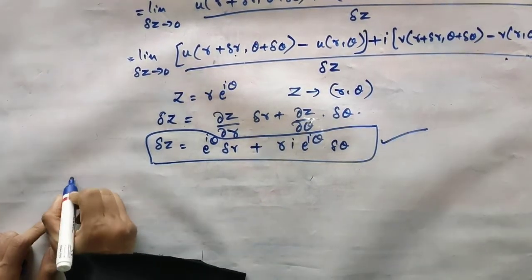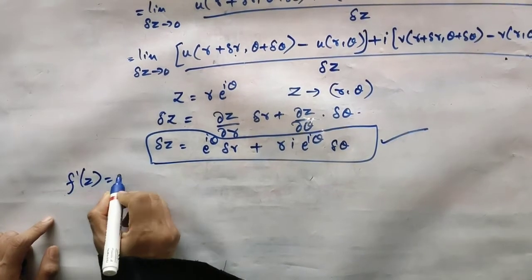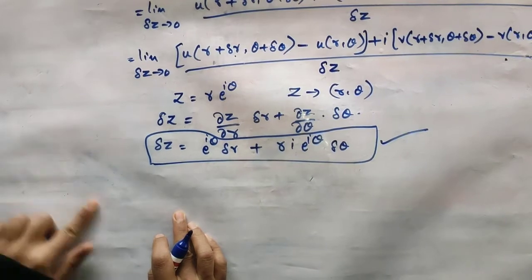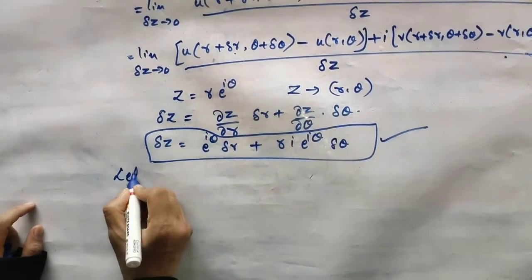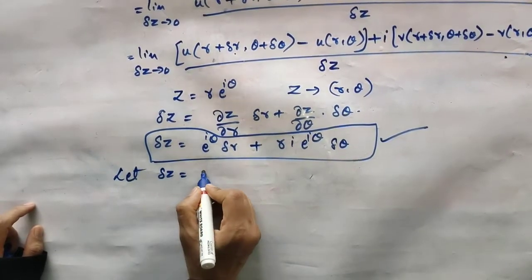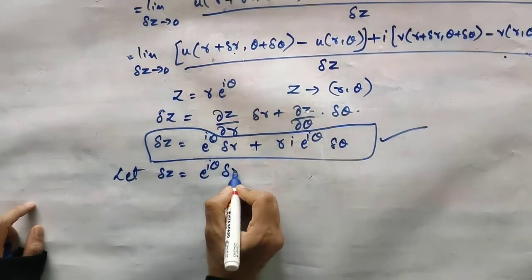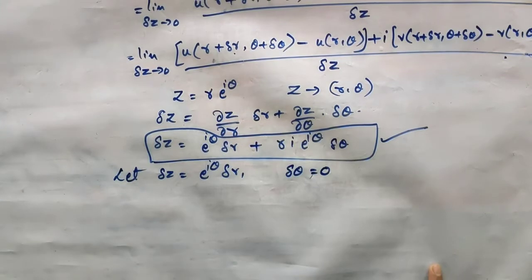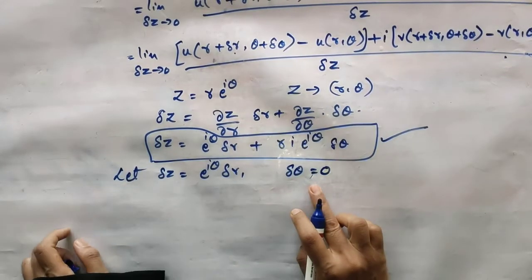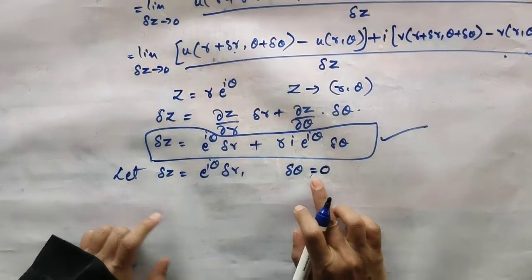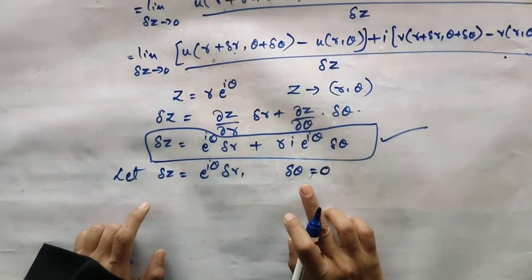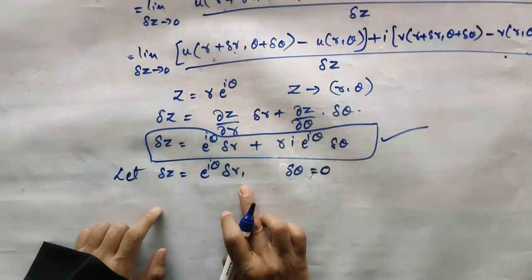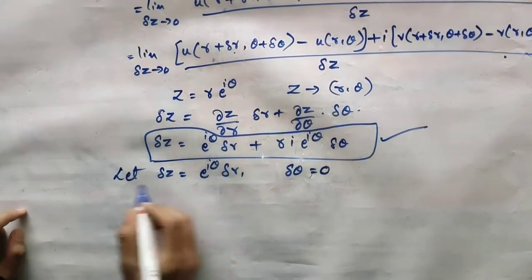So now f dash of z will be limit. Before going to this, we must say what is my delta Z. So let delta Z be equal to e to power I theta delta r, so that your delta theta is completely 0. There is not going to be any change in theta, considering theta to be constant. So delta theta is 0. Let us consider this.